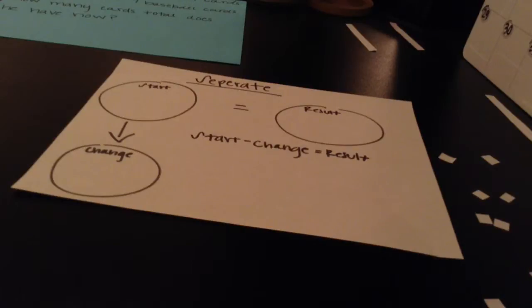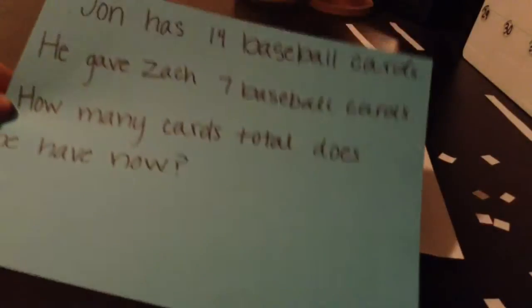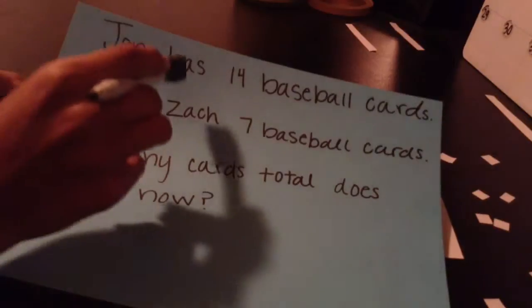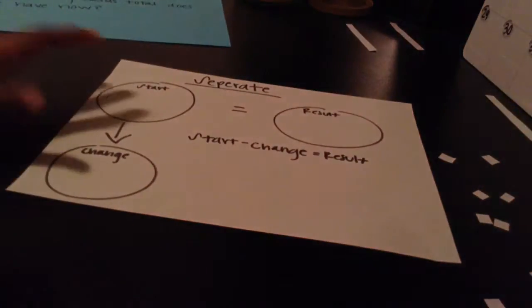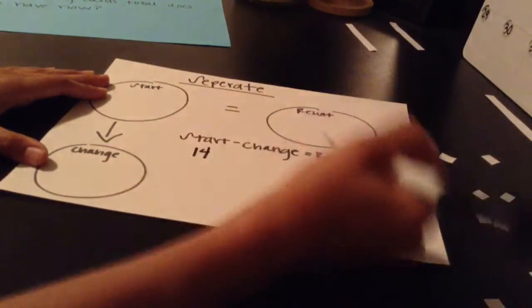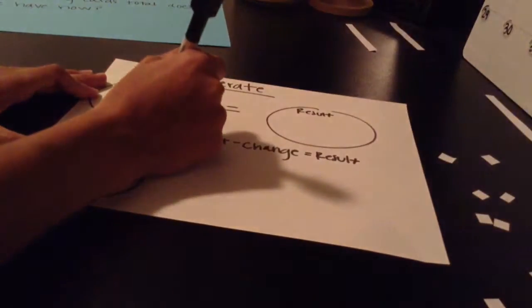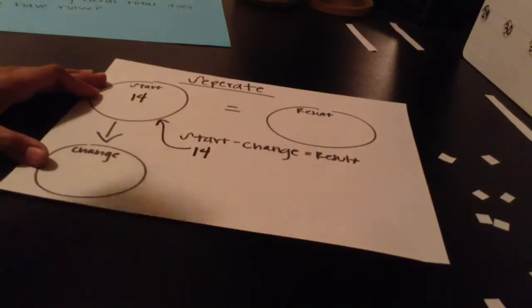So the first step in our separate problem is we're going to look at our start number. What is our start number? John has 14 baseball cards. 14 will be our start. So we're going to put 14 here, and we're also going to put 14 in the start bubble.